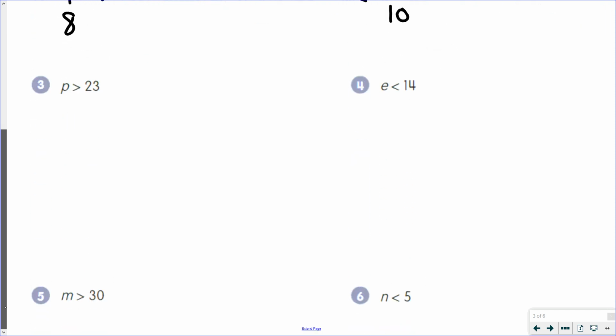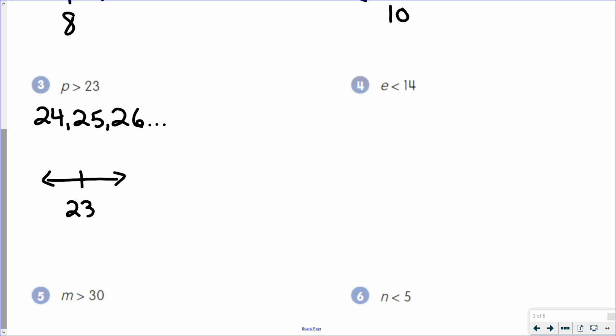So for number 3, p is greater than 23. So we can do 24, 25, 26, or anything higher than that. So we draw our line. We put 23 on it. We have an open circle, and we go to the right.